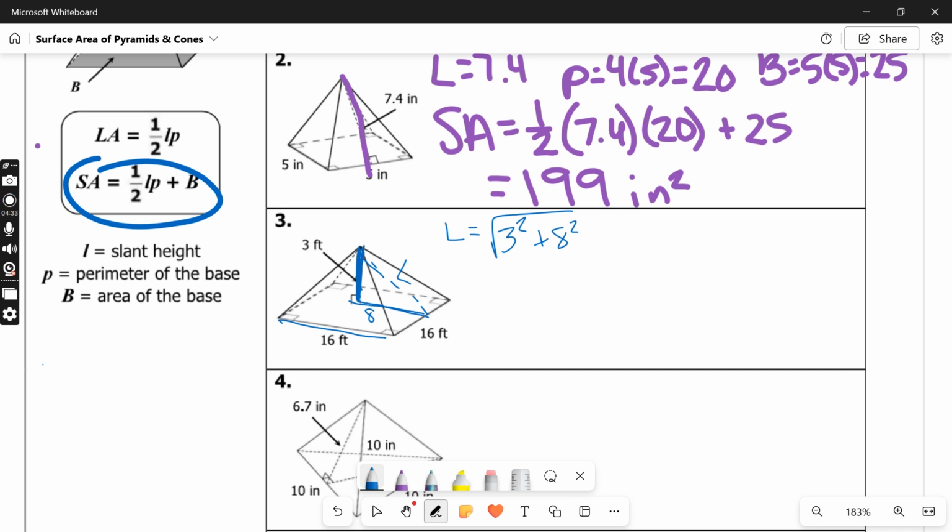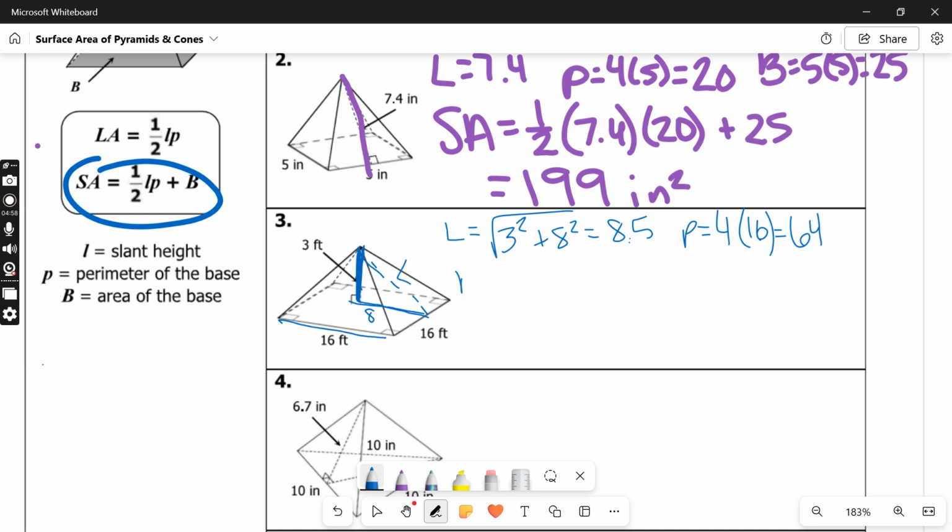Okay, so you can just put that into your calculator and find it. You should get what rounds to 8.5. Okay, next thing I'm going to do is find perimeter. And again, I'm finding perimeter of that whole base. The sides, all four, are 16. So we're going to say 4 times 16, which is 64.